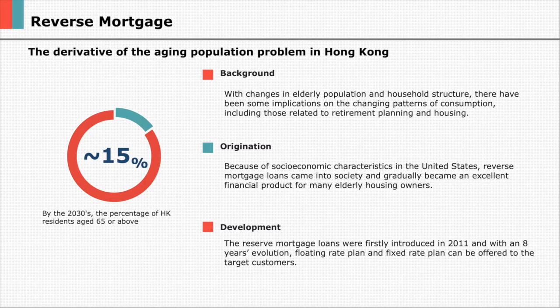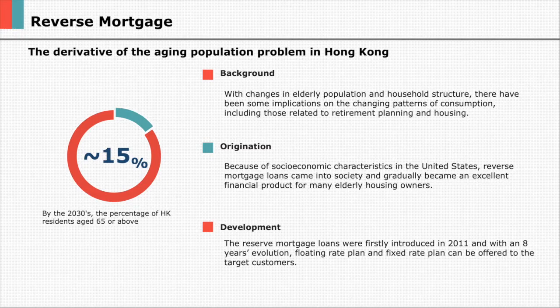But before Hong Kong, actually, the Netherlands was the first country that developed the reverse mortgage because they had encountered the same problem as well. The US was another example, and because of the special characteristics in the US, the reverse mortgage loan came into the society and gradually became an excellent financial product for many elderly home owners.